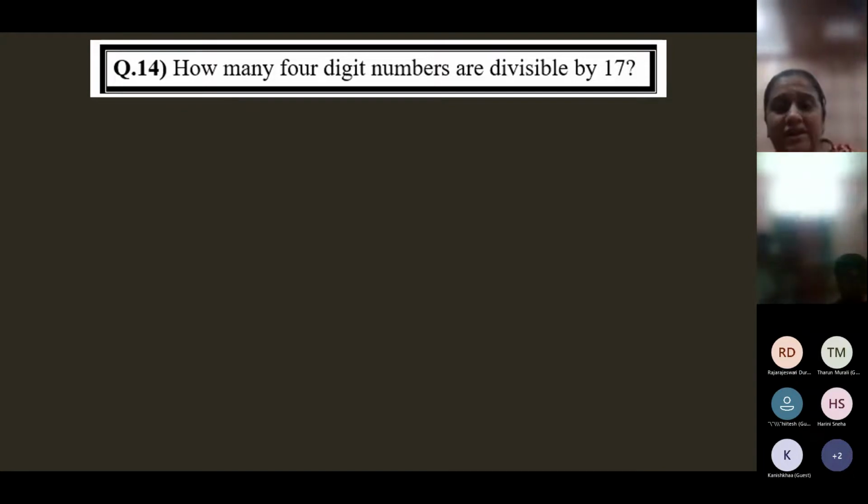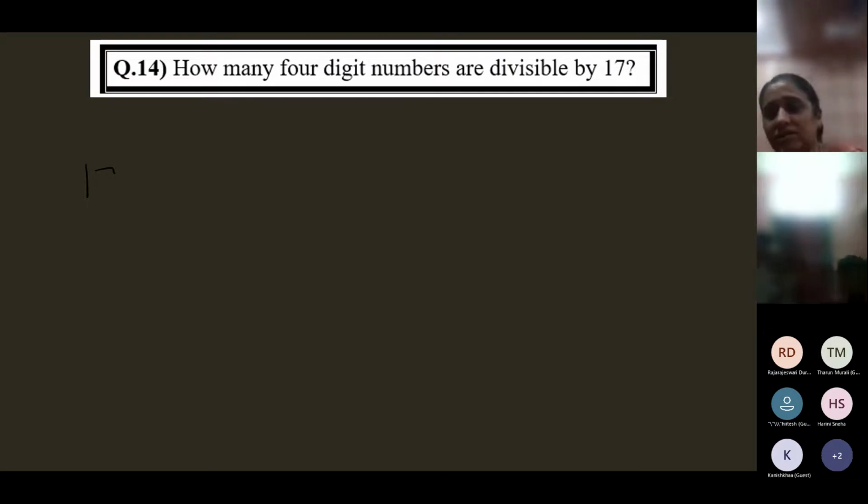You will have to first generate the AP of all 4-digit numbers that are divisible by 17. It doesn't start from 17, it's not 17, 34. You have to write all the 4-digit multiples of 17. That will be an AP, because the difference will be 17, since they are multiples of 17. So the numbers will form an arithmetic progression because the common difference will be 17.